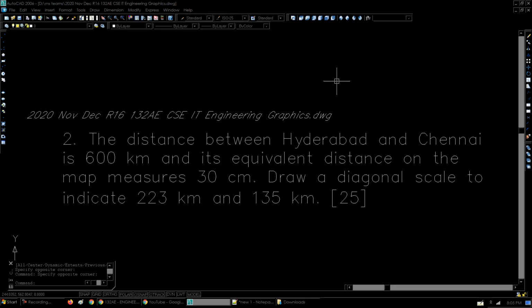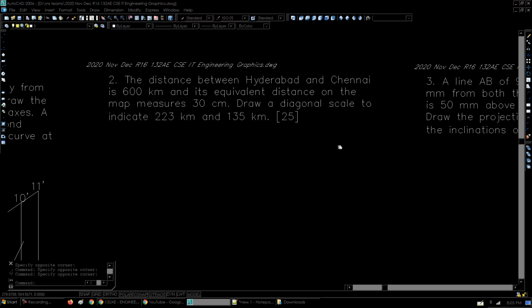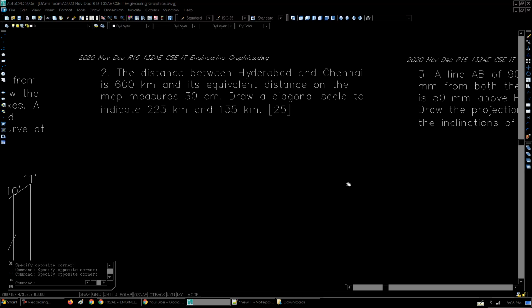This time it seems that the examiner has thought a little about presenting the questions, because you can see they have been localized. He's telling us the distance between Hyderabad and Chennai is around 600 kilometers, and its equivalent distance on the map measures 30 centimeters. So we have to draw a diagonal scale which indicates 223 kilometers and 135 kilometers on that. Now there is a slight twist in this question paper.